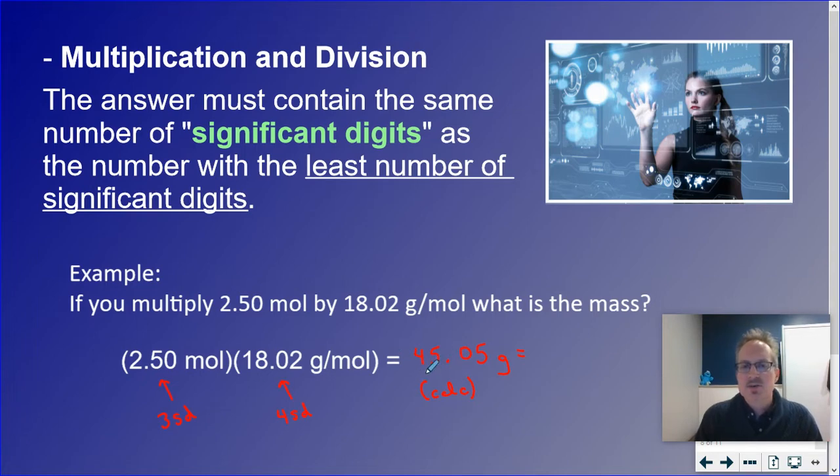So here's 3 right here. Again, this is going to round it up. So my number that I record is going to be 45.1 grams. I am allowed only 3 significant digits.